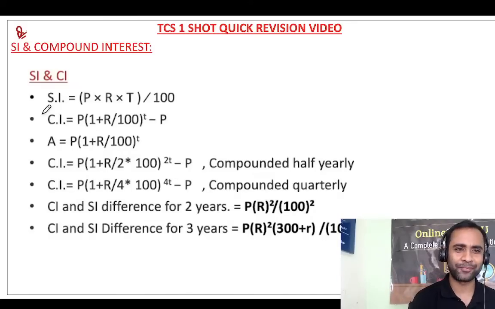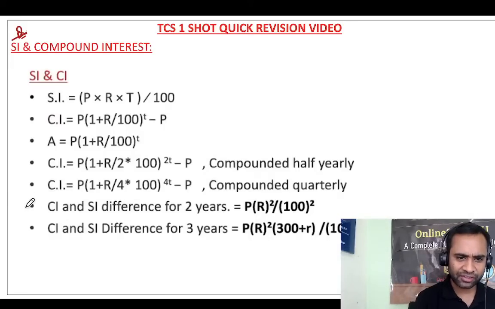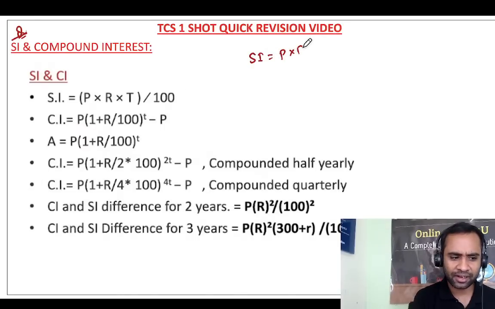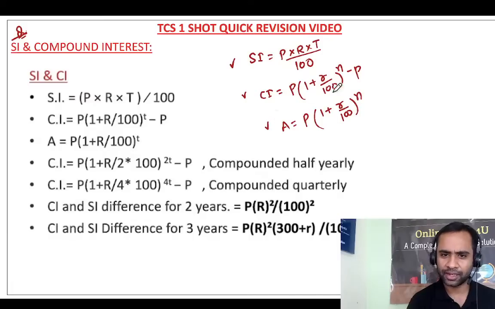Okay, fine. Now simple and compound interest. So basically, the simple interest formula is nothing but PRT by 100. Compound interest is P into 1 plus R by 100 to the power N minus P. Amount is nothing but P into 1 plus R by 100 to the power N. See, in the amount, we just remove the principal.